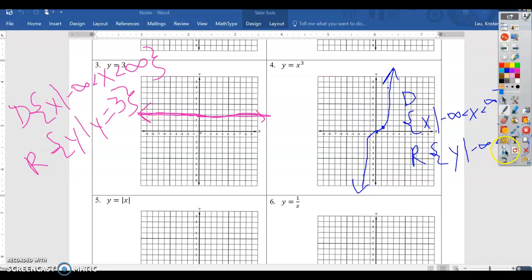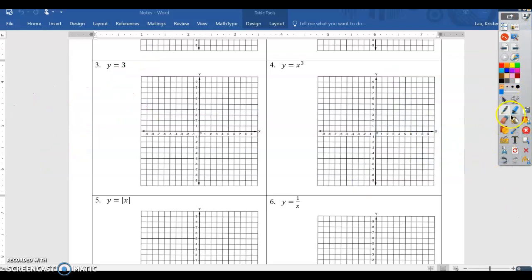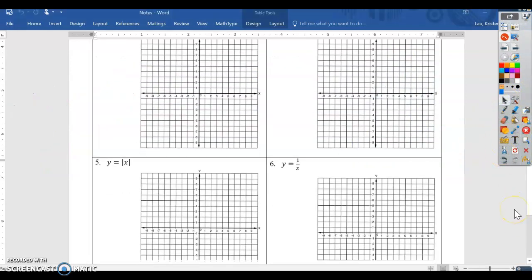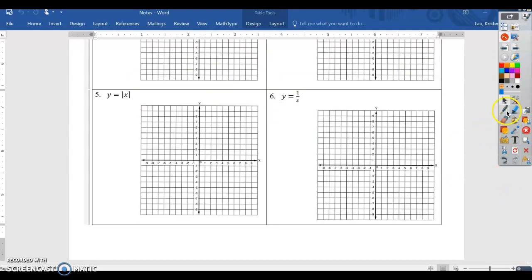Okay. And so the last two equations that we should know about, or we should know the general shape of, is absolute value and y equals 1 over x. So absolute value, we should know. If you're not sure, you can plug in points.